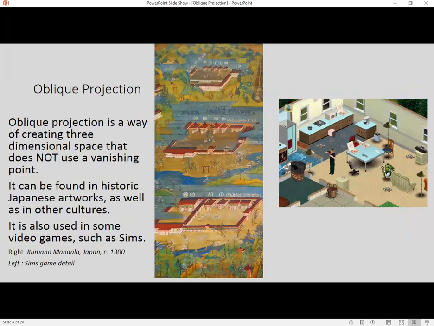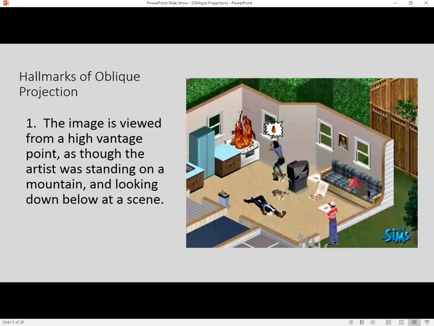So this is a way of creating a three-dimensional space on a two-dimensional surface that does not use a vanishing point. So you can find this in historic Japanese artworks as well as other cultures, and you can also find it in video games such as The Sims. I don't know, do people still play that? So we're going to look at The Sims because I kind of love how silly they are, and if you don't pay attention to what's going on in your house, the stove will catch on fire, somebody will die, crap will fall on the floor.